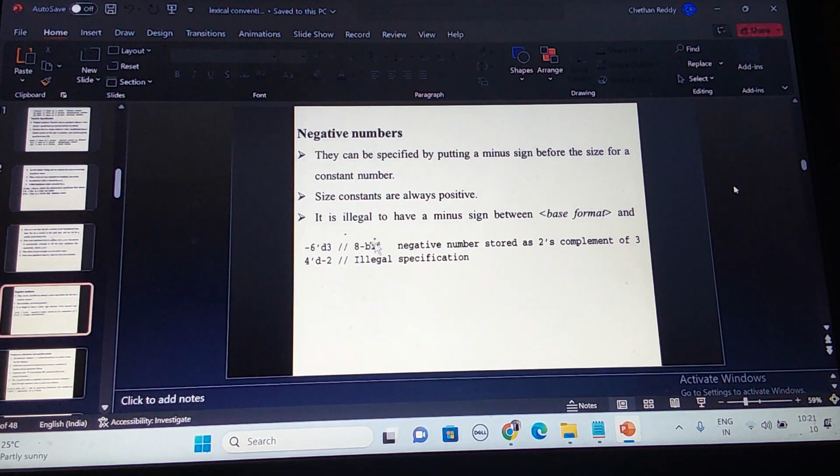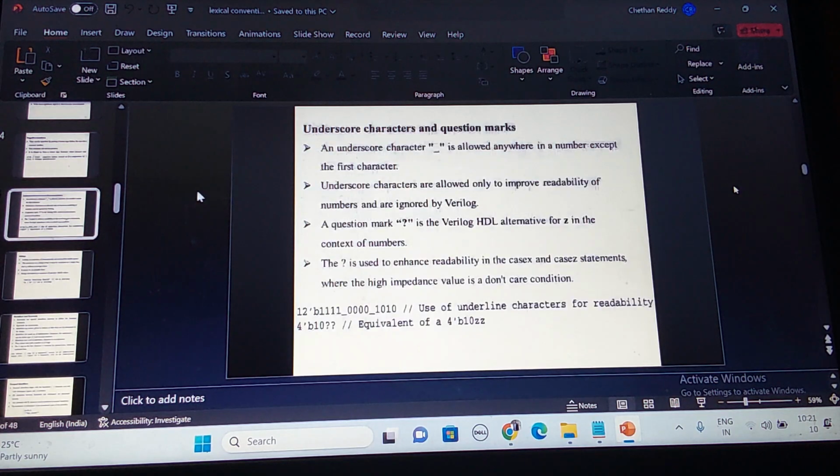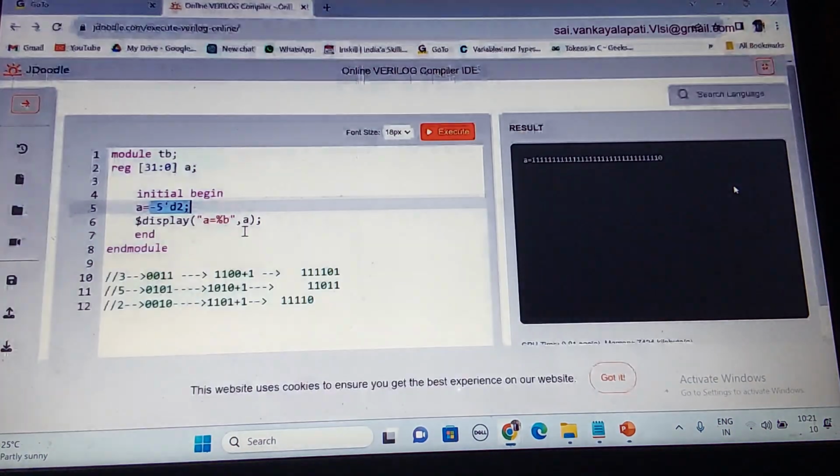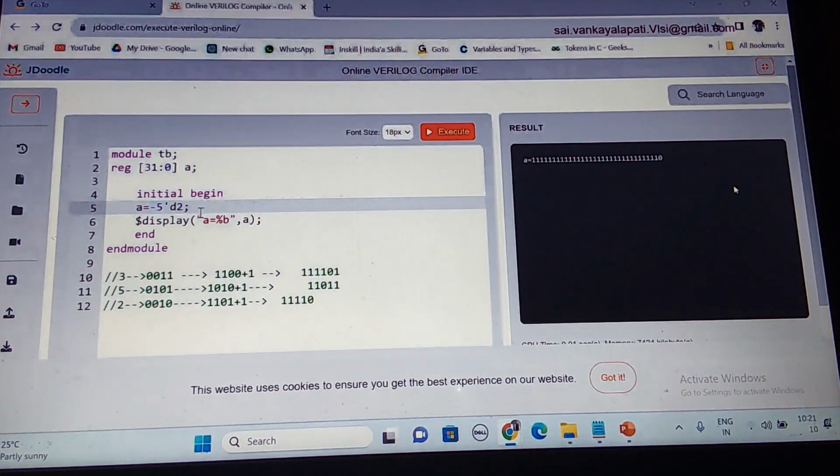Did you understand this number representation for the positive number and the negative number? Now let us go with the next one. In Verilog, underscore characters and question marks will be accepted. It means an underscore character is allowed anywhere in the number except for the first character. Let us take an example for this. Let me make this into binary.